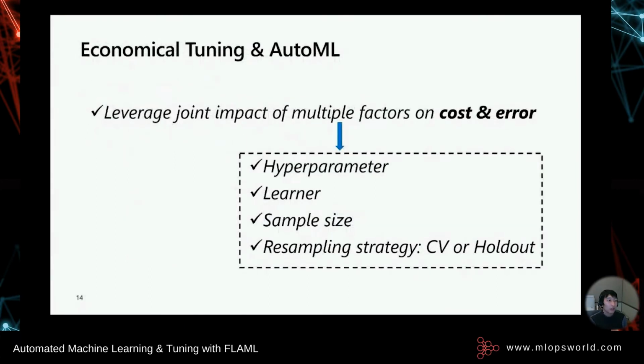FLAML optimizes for low computational cost in finding accurate models. The main idea is to design an efficient search order to control the overall trial cost before finding low-error models for both hyperparameter tuning and AutoML. The full-fledged AutoML system involves a bigger optimization problem over more factors than hyperparameters. The additional factors include the learner, the size of the training data, and the sampling strategy. And we need to consider the joint impact of all the factors in the trial cost and the model error.